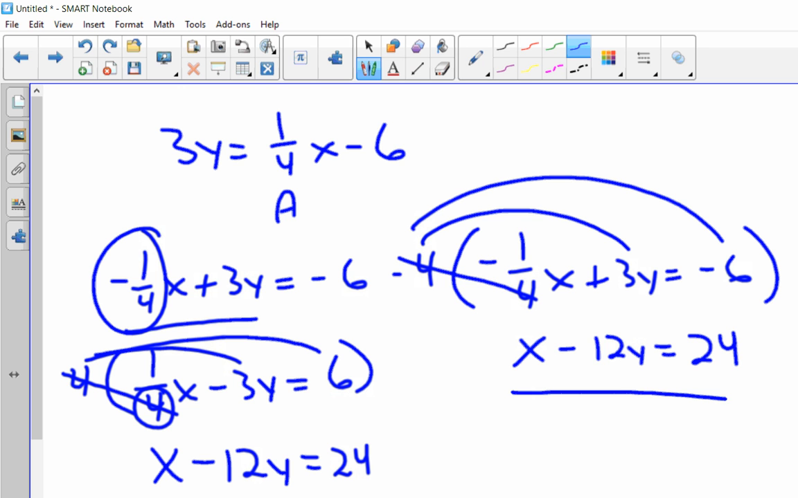Now, this equation satisfies every rule. X and Y are on the same side, A is positive, and there are not any fractions, okay? So there's your review. Use this to help you do that review worksheet. And make sure if you got questions, you ask it during class time, okay?